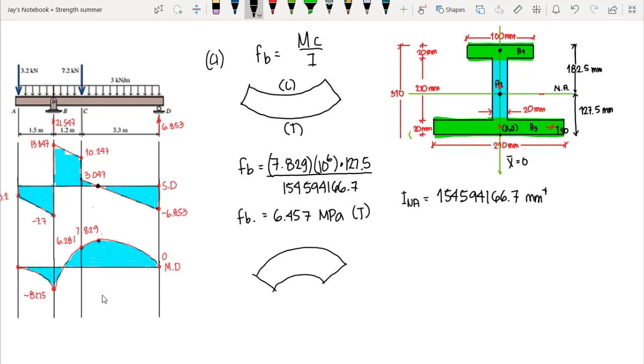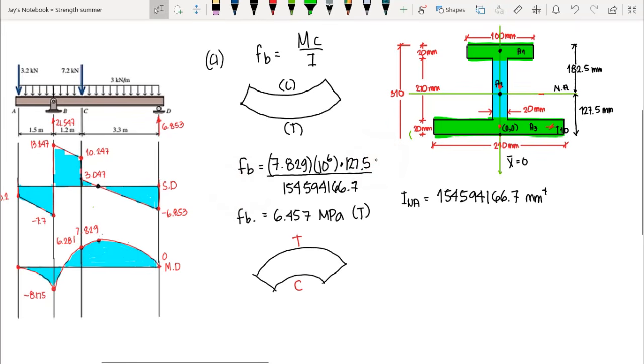Again, since we do not have a symmetrical cross-section, we have two different values of C from the neutral axis. Just like this one, we have 182.5 and 127.5 from the top and bottom respectively. So therefore, we could have different results of flexural stress using the different type of bending. In this case of 8.175, we have tension at the top surface and compression at the bottom surface. So by using the flexural stress, we could have different C values.